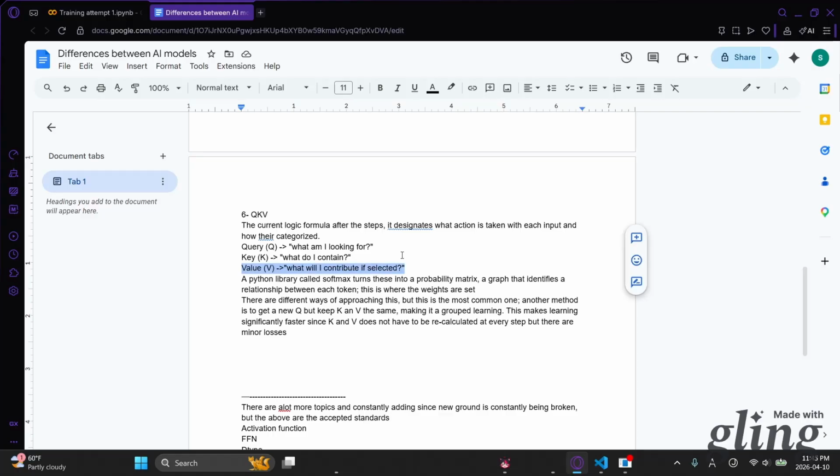From my understanding, this is a formula that all the AI models are using for their learning approaches. There is a function called softmax that you put this information into and it gives you a probability matrix. This is a graph that identifies a relationship between all of the items, each of these tokens. This is where the weights are set, if you've heard that word before in AI design. This is where the learning actually gets finished and the model starts putting down its knowledge. The brain is forming at this step using softmax.